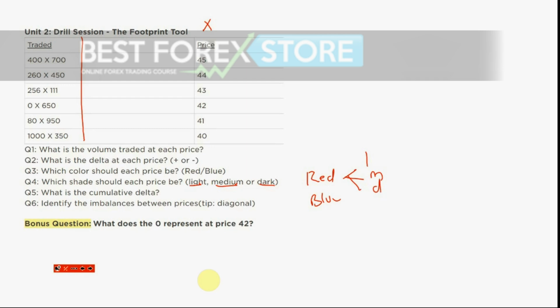And from each one of those colors, you're going to have a light, a medium, and a dark shade. Question number 5. What is the cumulative delta over these 6 prices? And question number 6. Identify the imbalances between prices. I'm going to give you a little tip there. It's diagonal in nature. If you don't get this, that's okay. I will do a guided tuition session with you after this. And your bonus question: what does the 0 represent at price 42?